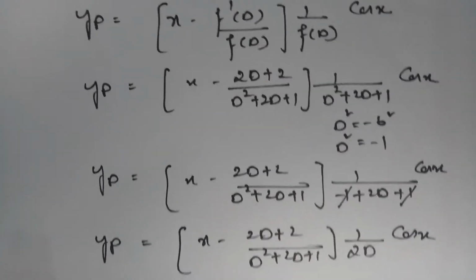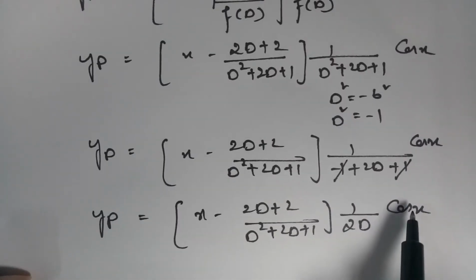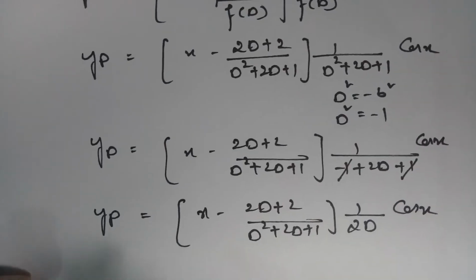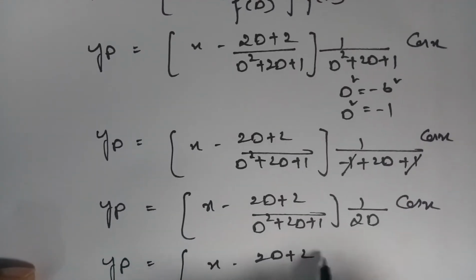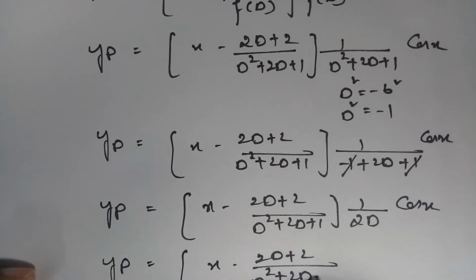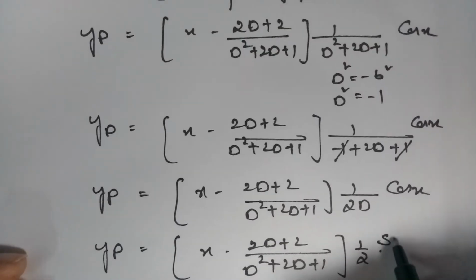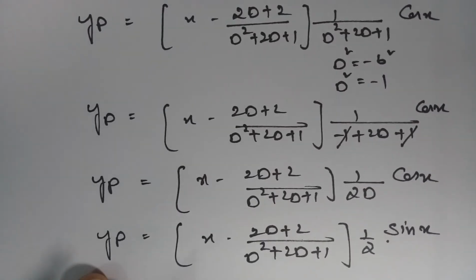So I told you once, if the d is in the numerator, you have to derive the function. If the d is in the denominator, we have to integrate this. So this is x minus 2d plus 2 by d square plus 2d plus 1 into 1 by 2 times of, what is integration of cos x? It is sin x. I will multiply and show you how to solve this.